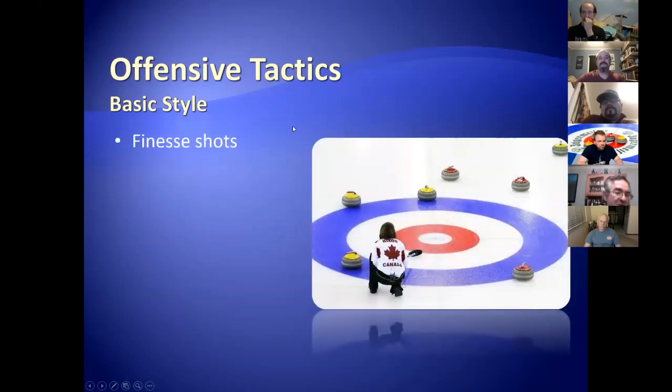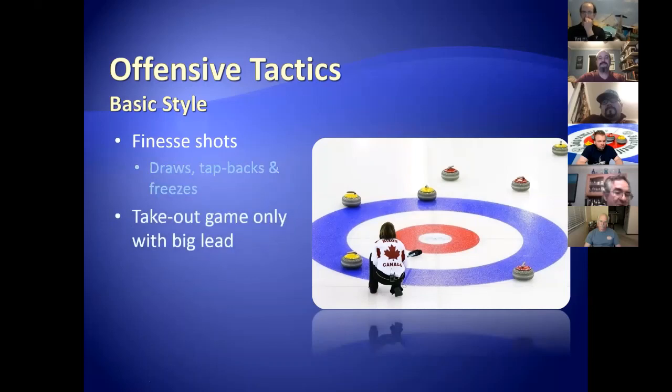So offensive tactics, we talked about this briefly. Finesse shots are draws, tap backs, and freezes. You need to have finesse, you need to have precision to be able to make those shots consistently. Takeout game only when you have a big lead. So you're an offensive team, you tend to play a lot of offensive shots, and then you run up the score, you now have a 6-point lead in the fourth end. You might switch to be a little more defensive at that point to protect the scoreboard. So the scoreboard is now dictating your style. So you can always switch between them.